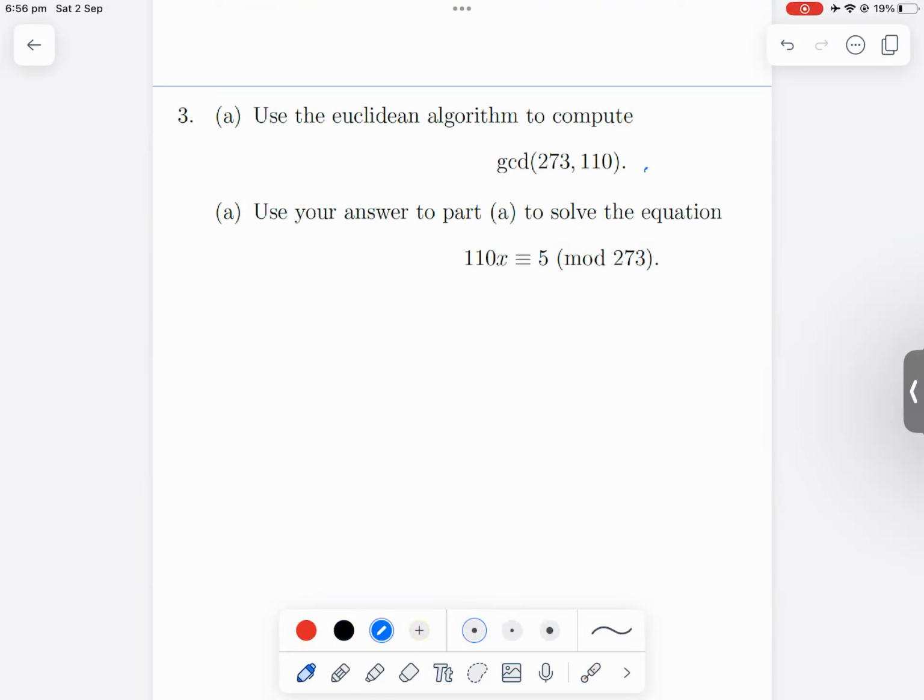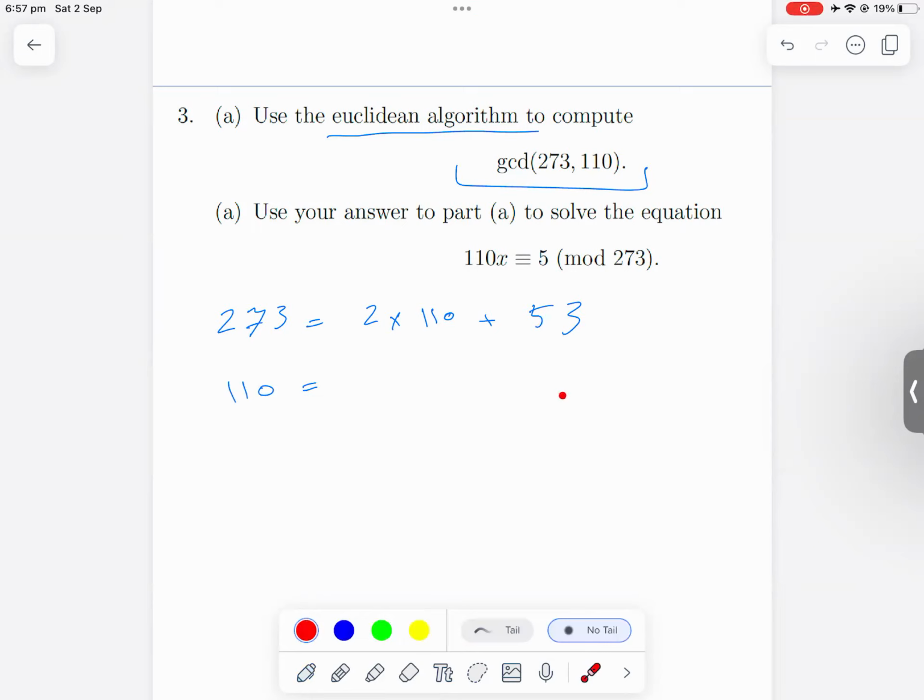Now part A is this guy. So we see that using the Euclidean algorithm, we have that 273, which is the quotient, is 2 times. So I write the quotients first, divided by 110 plus 53. From here, 110. So we will continue these divisions as long as we get 0 in the remainder.